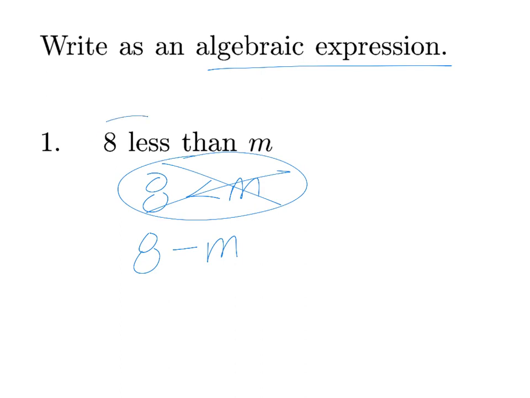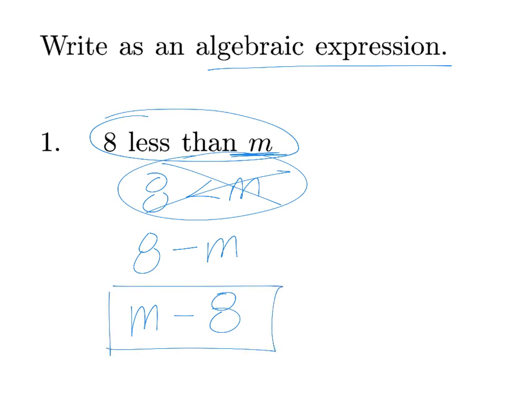All right, so 8 less than m. It means you're taking m, and if you want 8 less than m, that means you have to subtract 8 from it. Okay, so that's your correct answer. Now, 3 minus 4 is different than 4 minus 3. All right, the order in which you subtract quantities matters. So you want to be very careful when you're working with the operation of subtraction.